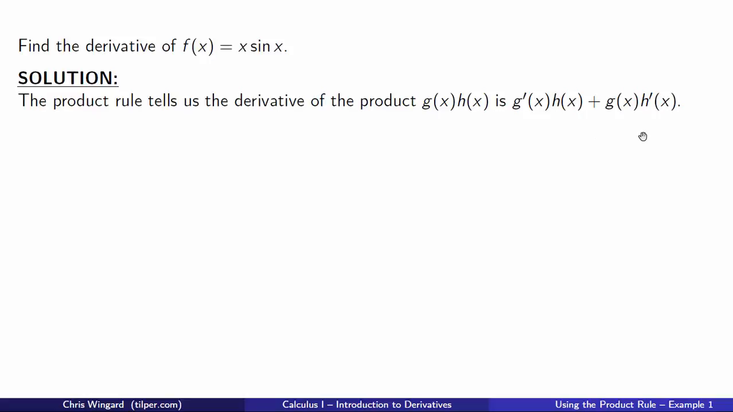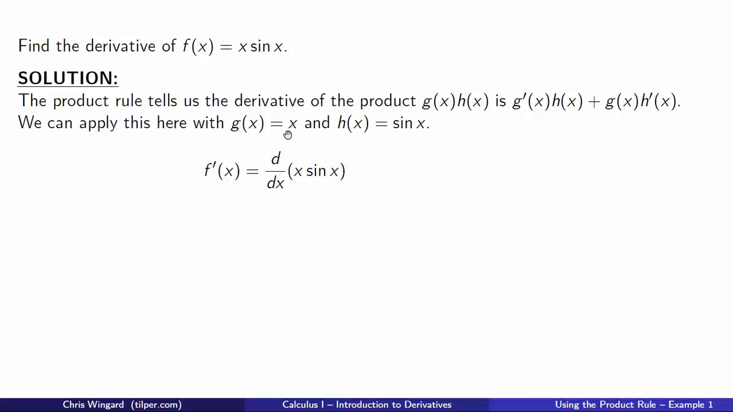In other words, the derivative of the product of two things is the derivative of the first times the second plus the first times the derivative of the second. So we're going to apply this product rule here with g of x is x and h of x is sine of x. So f prime of x is d dx of x times sine of x. That's just notation there.